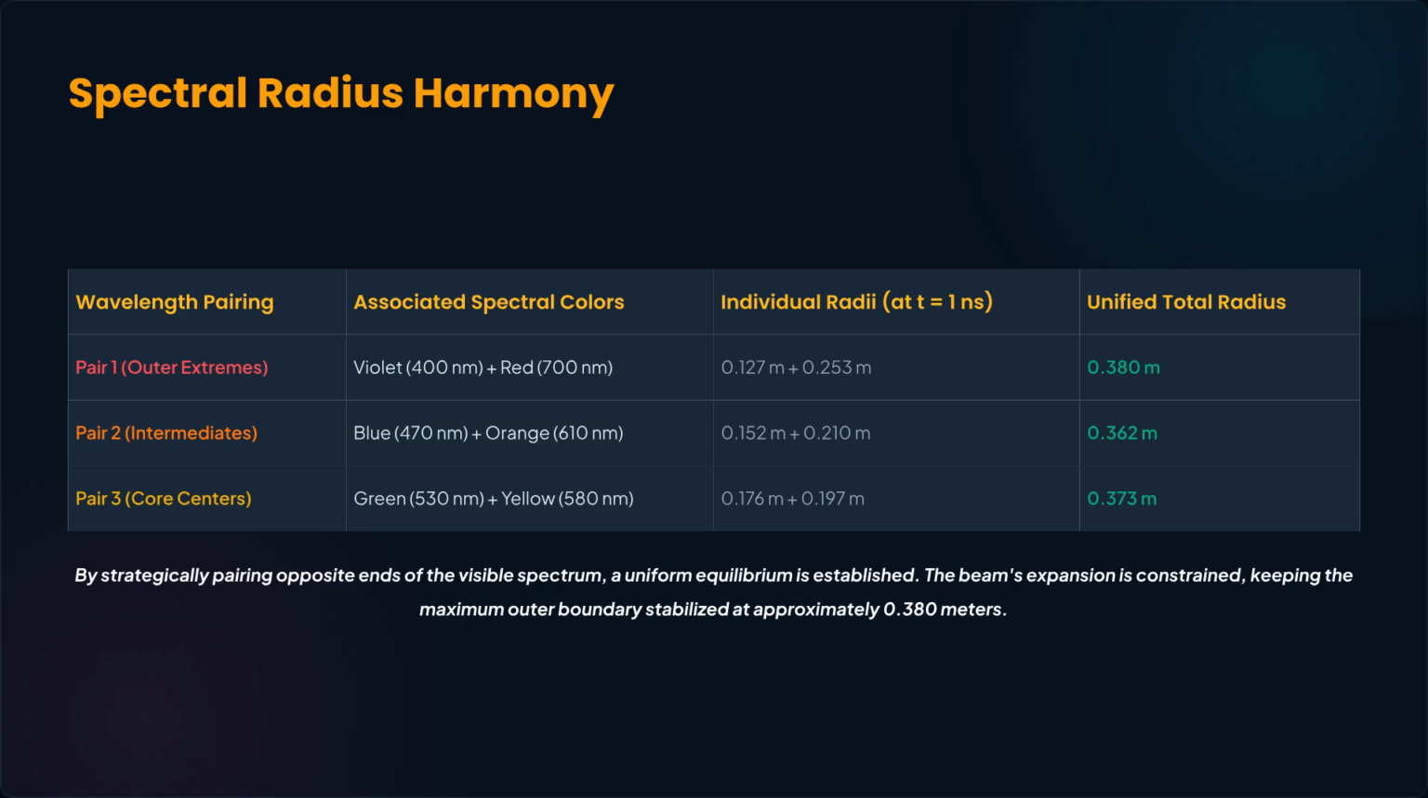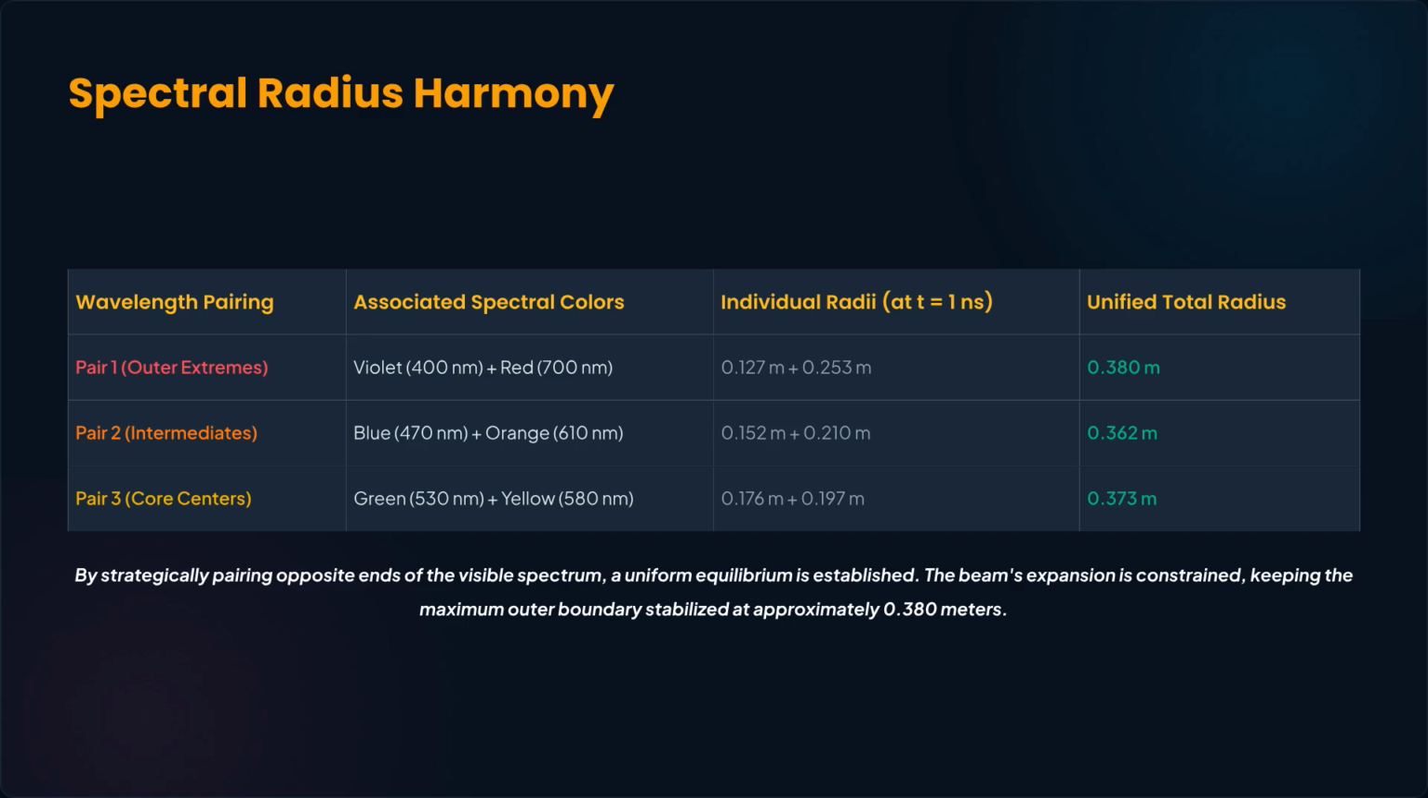While light naturally expands outward as a cone, if we want to use it for travel, we cannot let its energy disperse infinitely. We must stabilize it. To do this, we look to the visible light spectrum. When white light diffracts, different wavelengths expand at different angles. Over a standard 1 nanosecond interval, violet light expands to a radius of 0.127 meters, while red light expands to a much wider 0.253 meters.